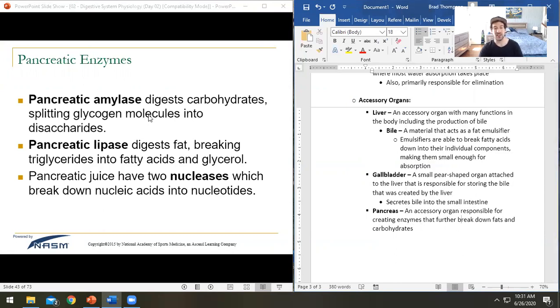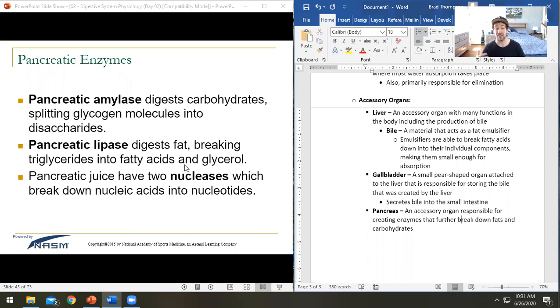So your pancreatic amylase digests carbohydrates, particularly glycogen. It splits glycogen into disaccharides. One of the ways that your liver stores carbohydrates is in the form of glycogen. So if it wants to release that into your bloodstream, pancreatic amylase can help with that. Or if you were to eat a food that has glycogen in it, pancreatic amylase is going to break down that specific type of carb.